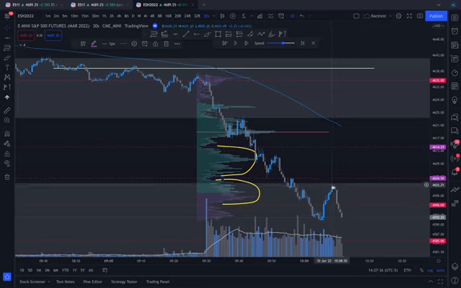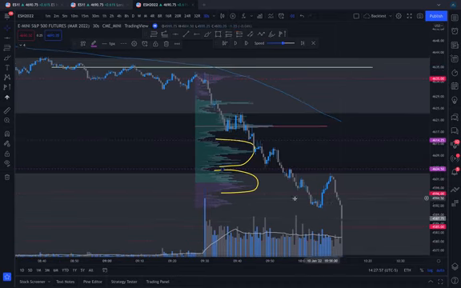So scaling in is part of my training plan, and I have rules around it, like a maximum number of contracts that I'll scale into, and also a line in the sand where if my bias then shifts, I have to get out of the trade, right? So you've got to have rules if you're going to scale in, or you can really burn yourself.